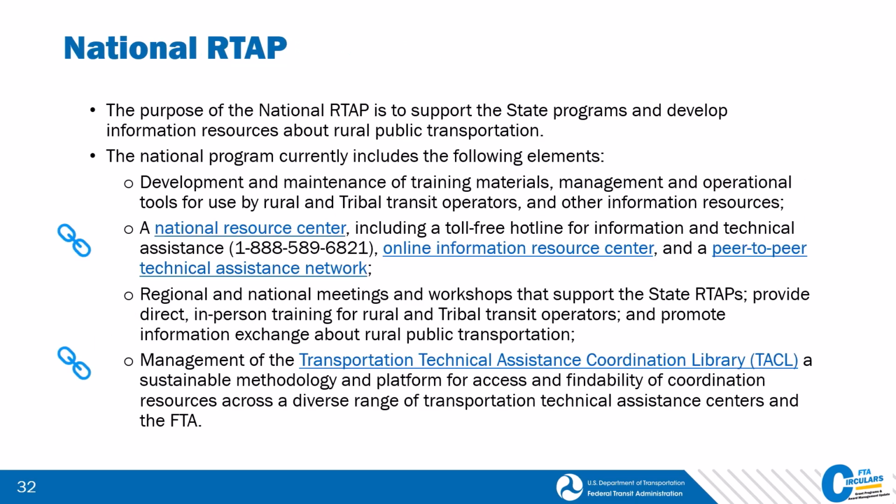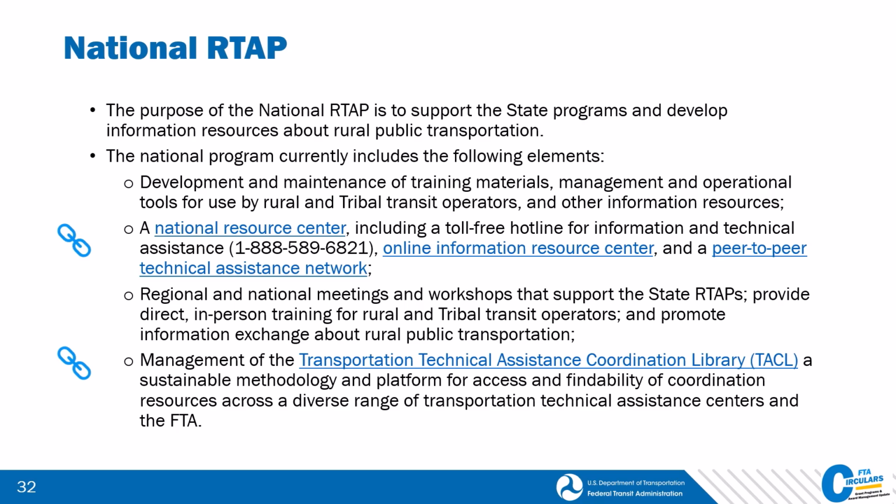The purpose of the national RTAP is to support the state programs and develop information resources about rural public transportation. A 15-member project review board that includes both state administrators and local transit operators, including one tribal representative, guides the development of national program activities and products. FTA directly funds the national program through cooperative agreements and contracts.